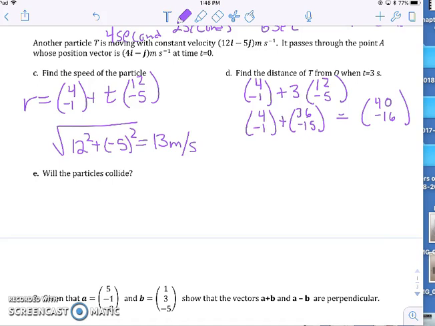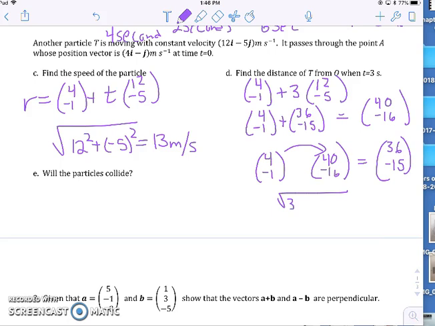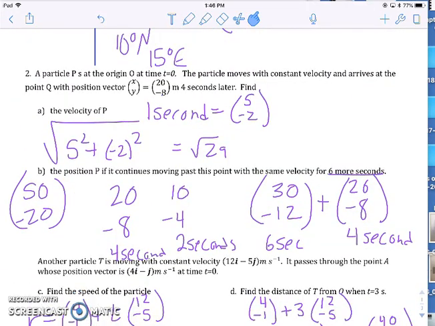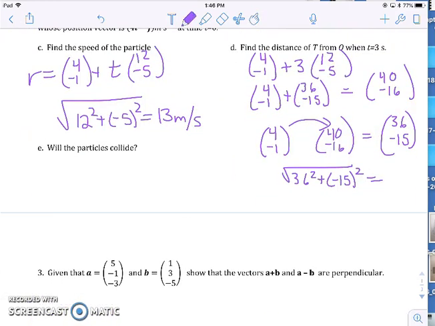And it starts at 4, -1. So 4, -1, and then it goes to 40, -16. So how far did it really travel? Well, the difference between that, it goes up 36 and down 15. And then we have to find that distance, so we have to do the magnitude again. And see what you get there. About here. It's actually talking about this top particle that starts at the origin. So it's saying like we have these two equations.